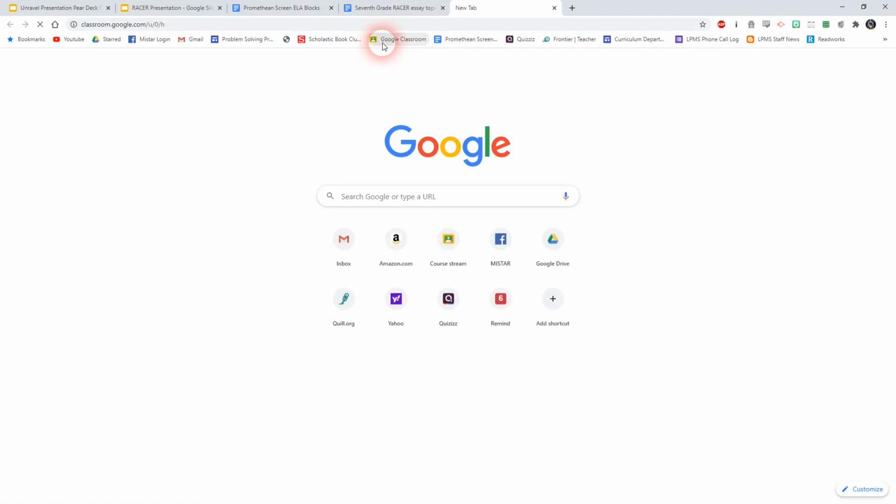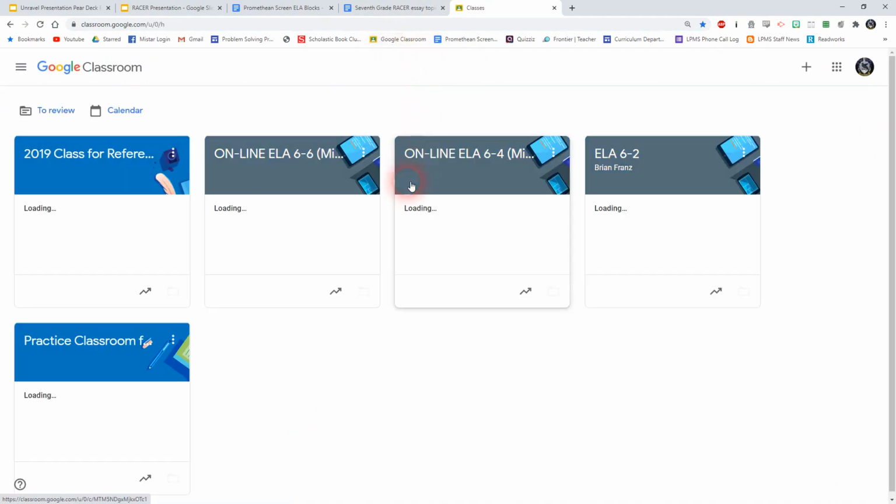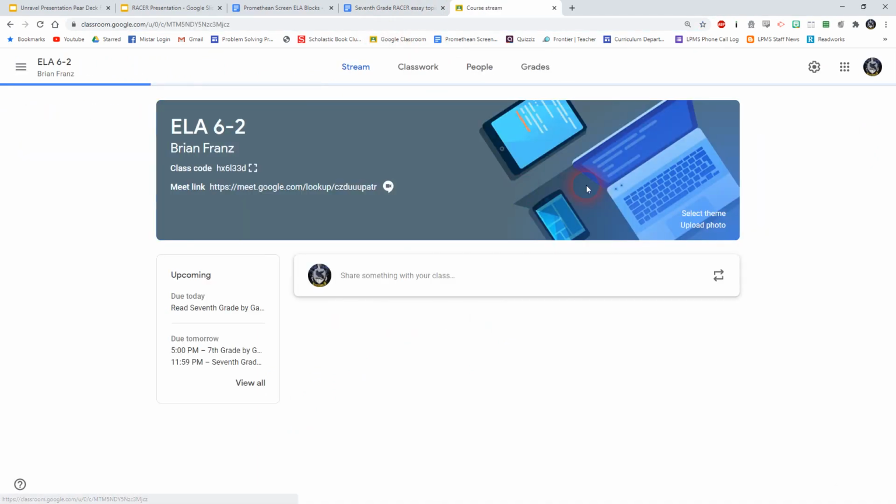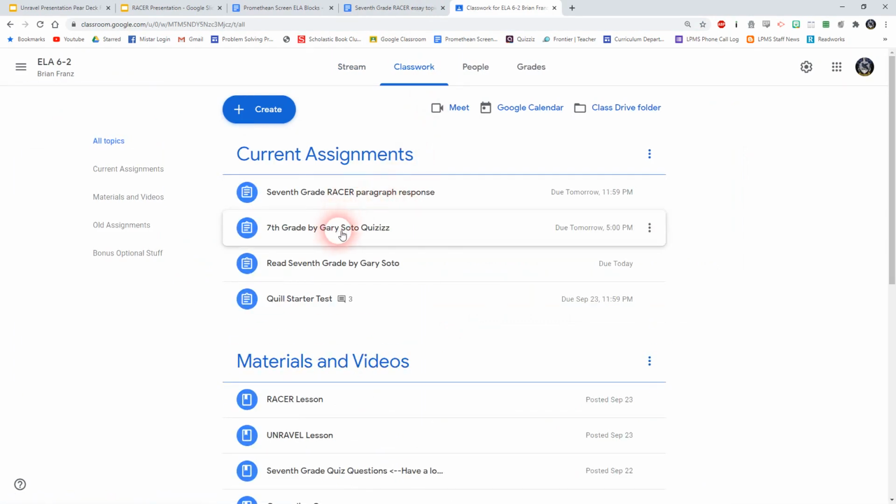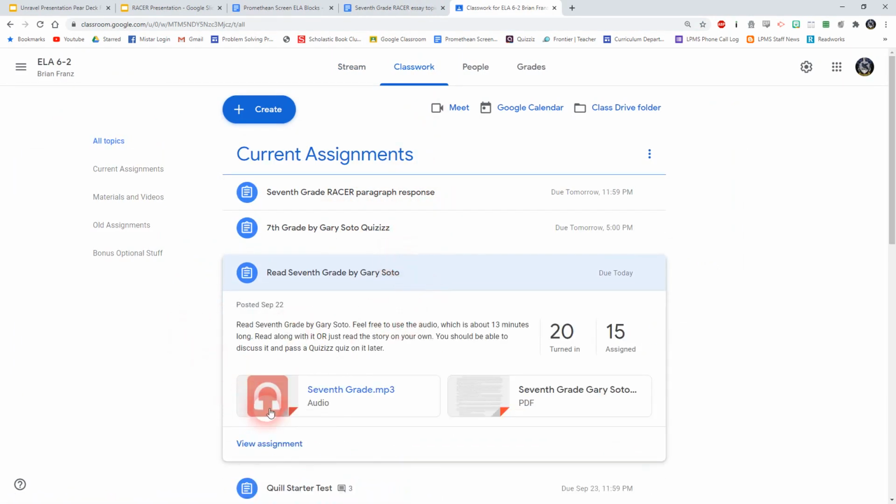Let me go real quick to Google Classroom and show you what you need to do now. Sorry, I should have had this open. Absolutely, right now, if you did not read the story, seventh grade, you must. You cannot fake your way through a RACER paragraph. It's impossible. It's obvious if you did. I've read it many, many times. So if you try to tell me something that isn't in the story when you cite your evidence, I'll know immediately that you didn't read it. So you've got to read it.